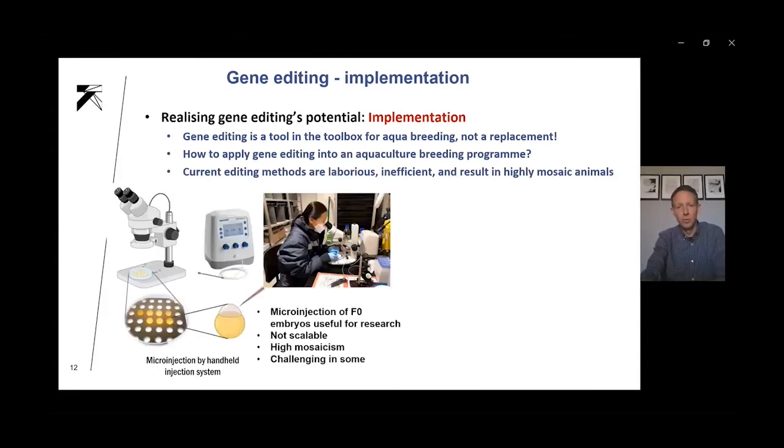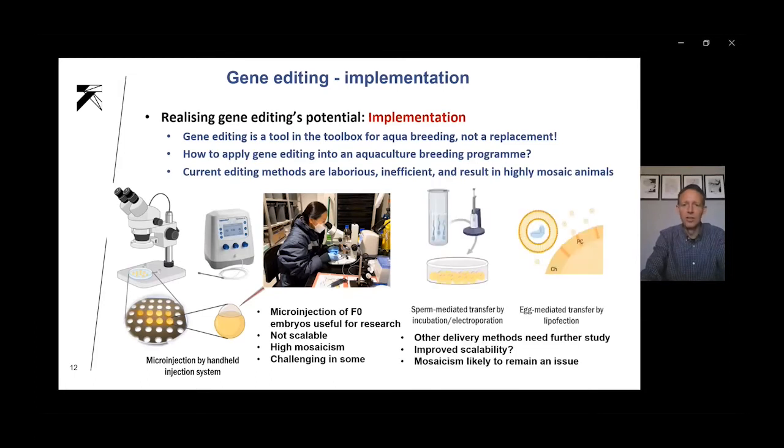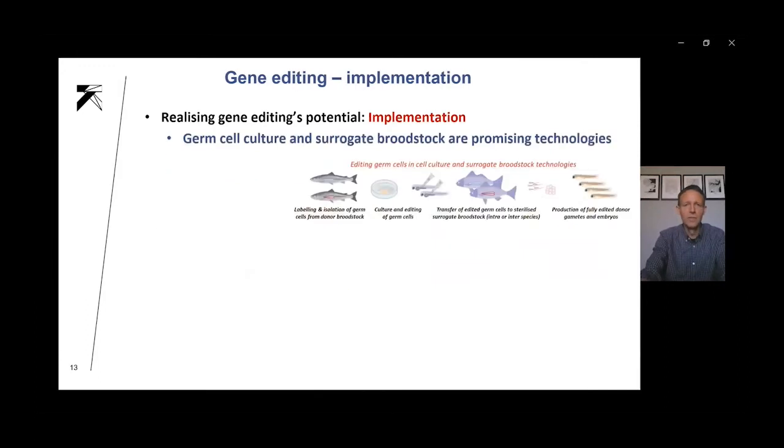The current methods are rather laborious, inefficient, and do result in highly mosaic animals. They're not scalable, and they're challenging in some aquaculture species. There are other potential methods which have been tried, and my colleague here, Yuaz, tried some of these methods, such as delivery via sperm-mediated transfer, or other methods of electroporation or lipofection, likely to improve scalability in the long run. Perhaps mosaicism will remain an issue.